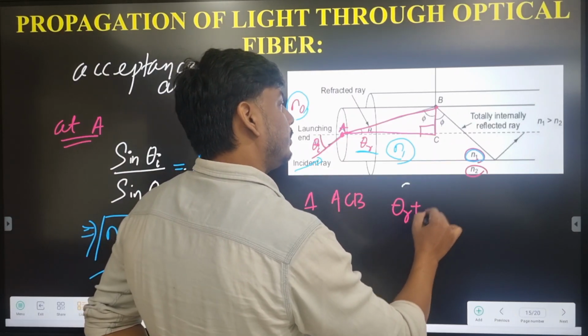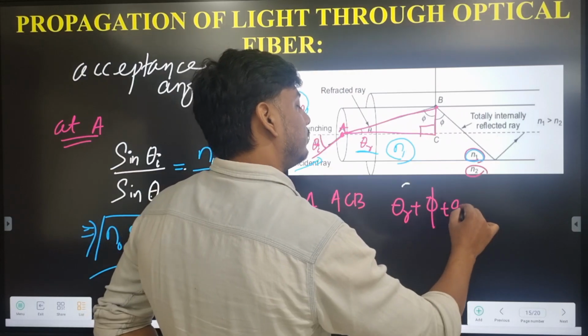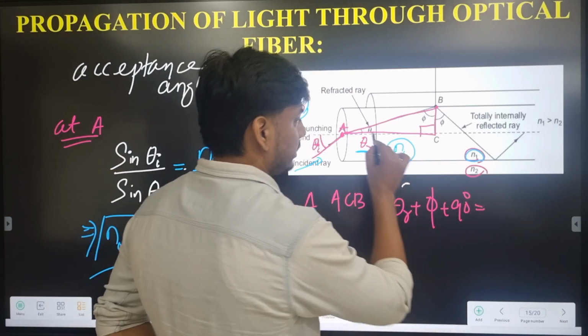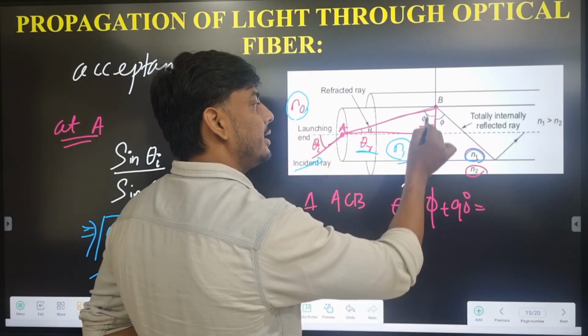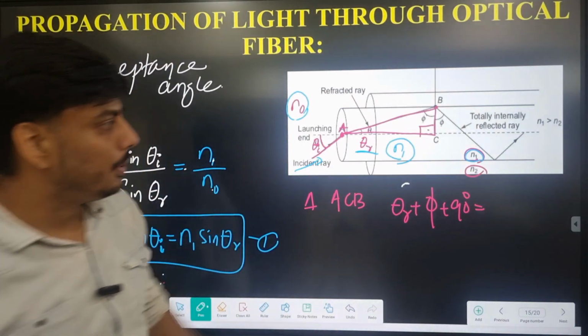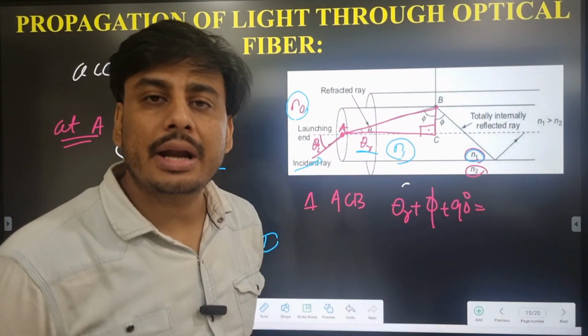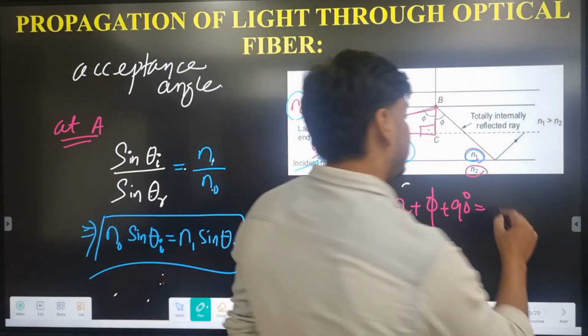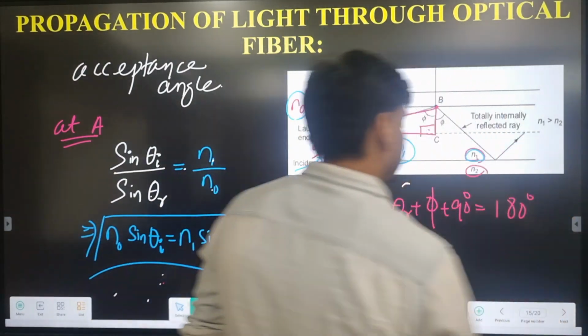Theta r plus phi plus 90 degree. This is theta r, this is phi, this is 90 degree. Clear? If we add all the angles of a triangle, total will be 180 degree. So directly we can write down 180 degree.